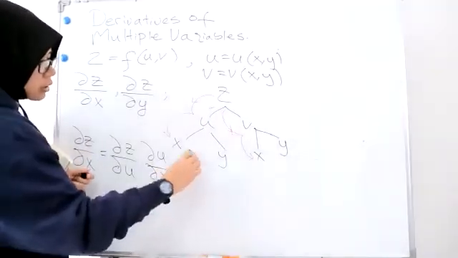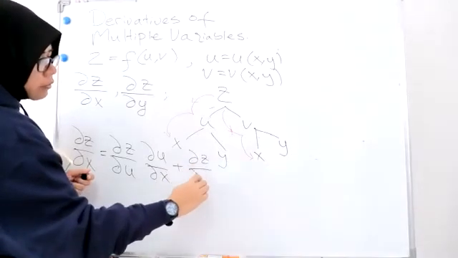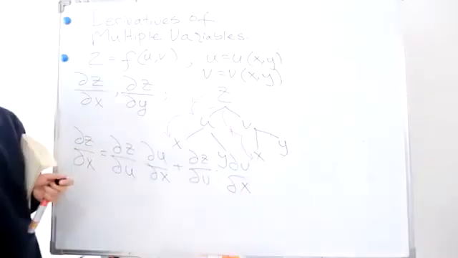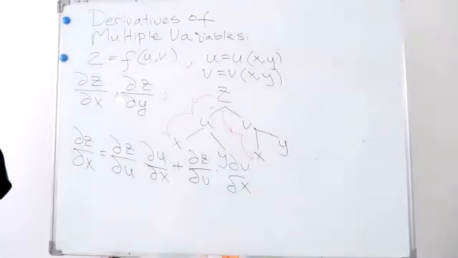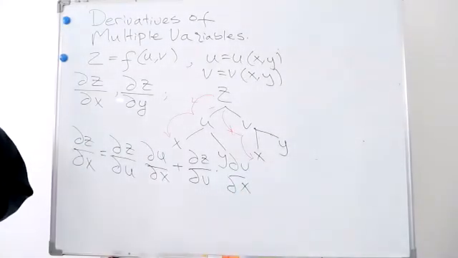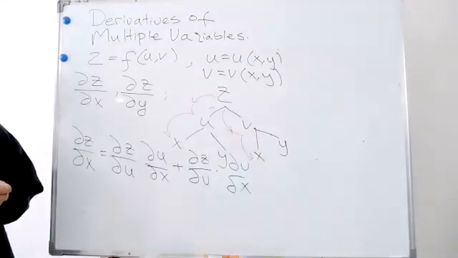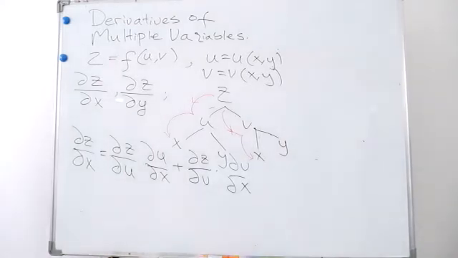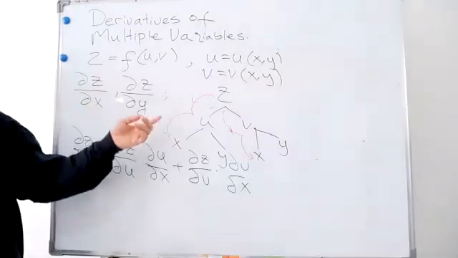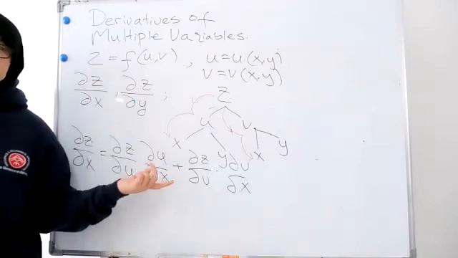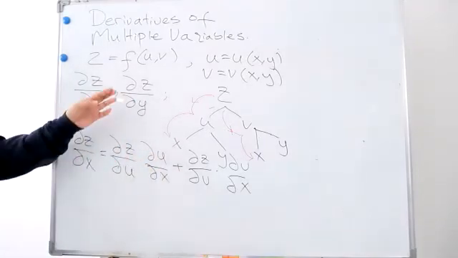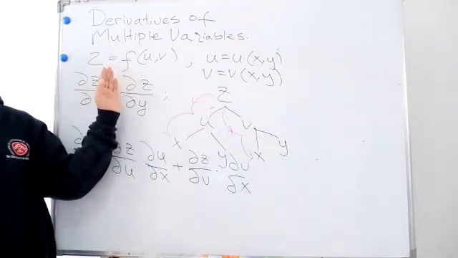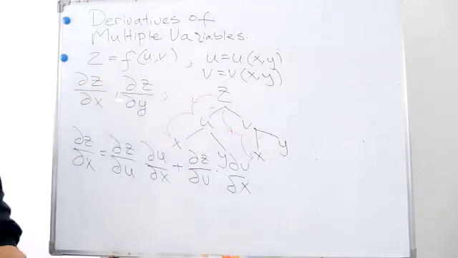Plus delta z over delta v plus delta v over delta x. So you need to trace the chain, and then you can do the same for the other one. This happens if you have explicit derivatives. So this is explicit because why? Because z is on the left hand side and the expression is on the right hand side.